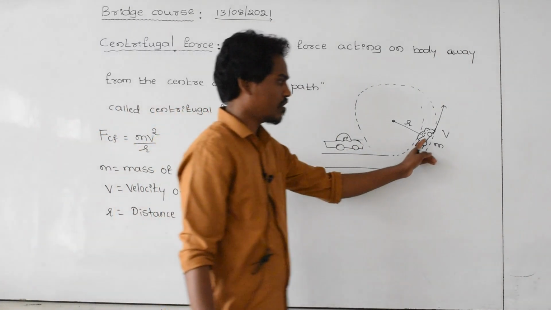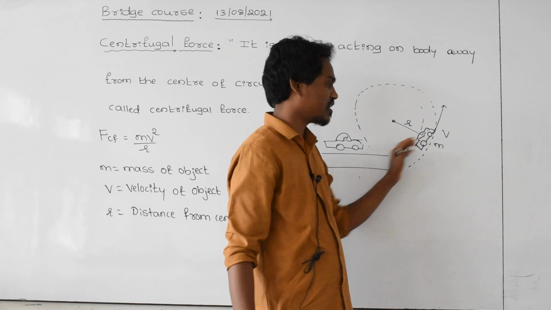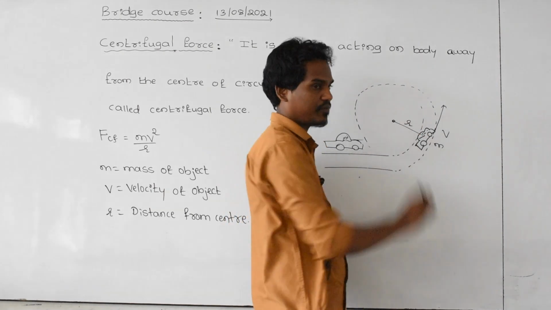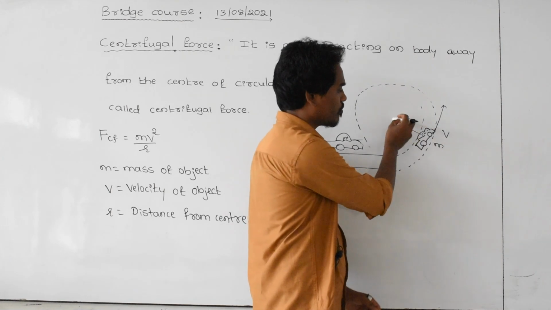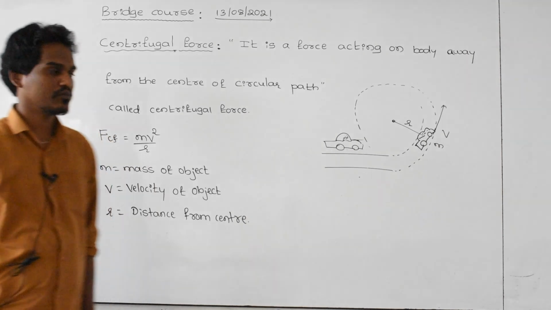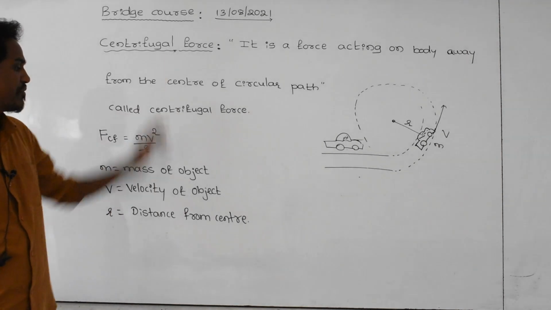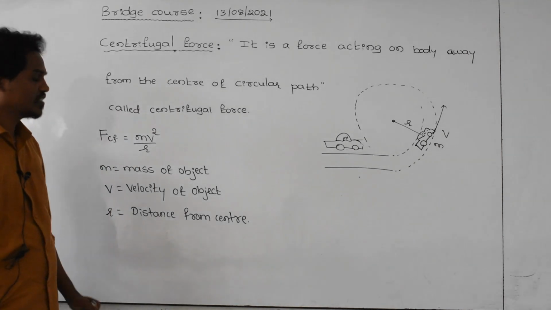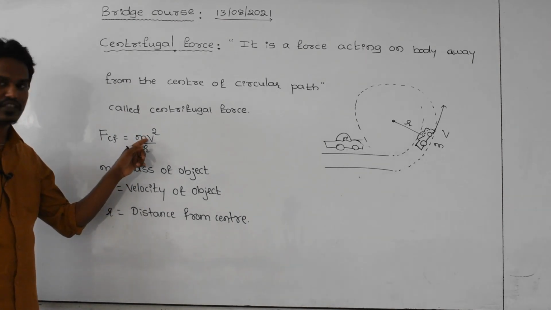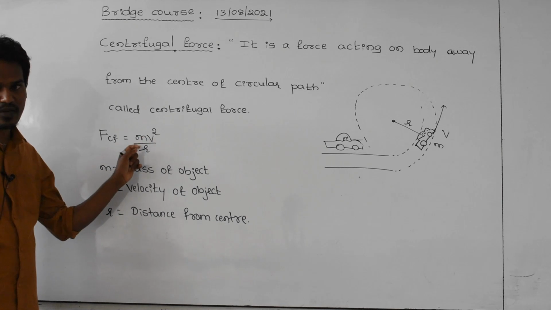Let us imagine you are sitting in a backside seat. Suddenly when the driver takes a turn, your balance is going away from the center of the circular path. That force acting on the passenger or the body is called the centrifugal force. And how to calculate that centrifugal force? By using a theoretical formula, that is m into v square divided by r.